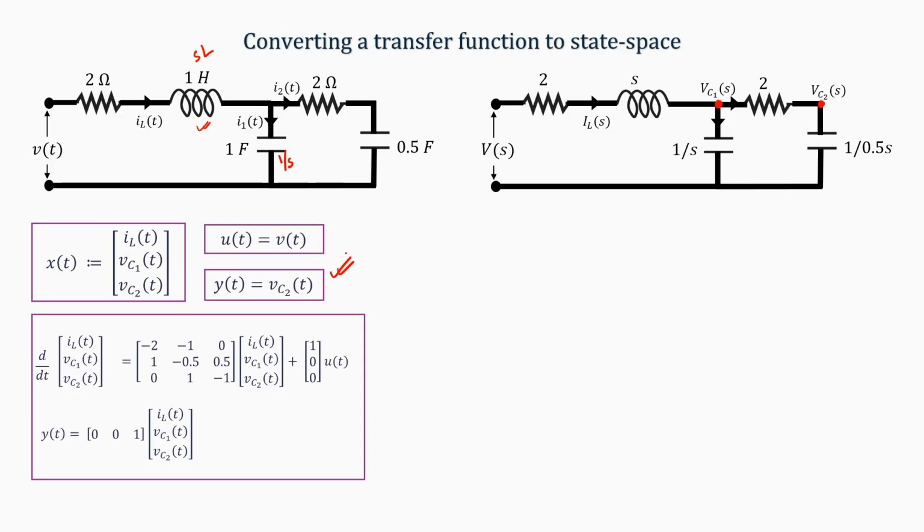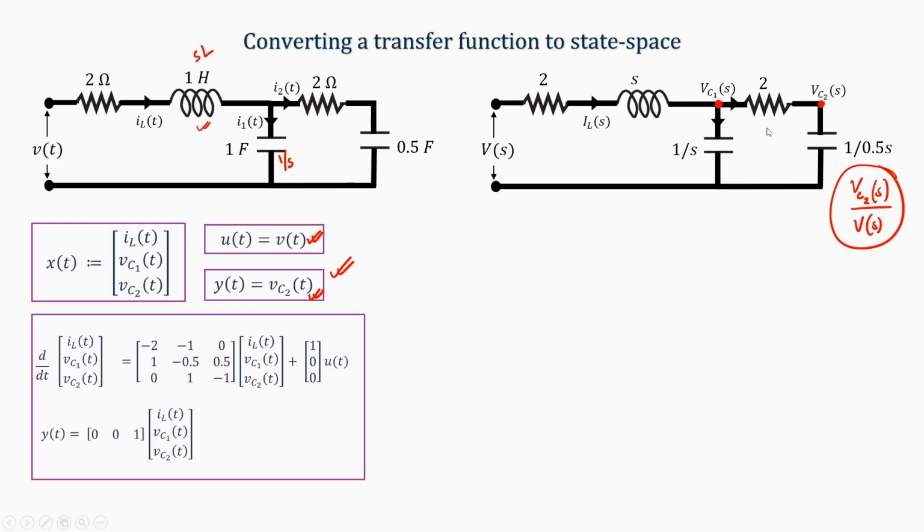Of course, you know that when you have to find out the transfer function, you need to identify the input and the output first. Since the state equations were already written, I know that the input is V(t) and the output is Vc2. So, the transfer function that we are looking for is Vc2(s) by V(s). This is the transfer function we are trying to find out, and that is the reason I am writing down the KCL at these nodes.